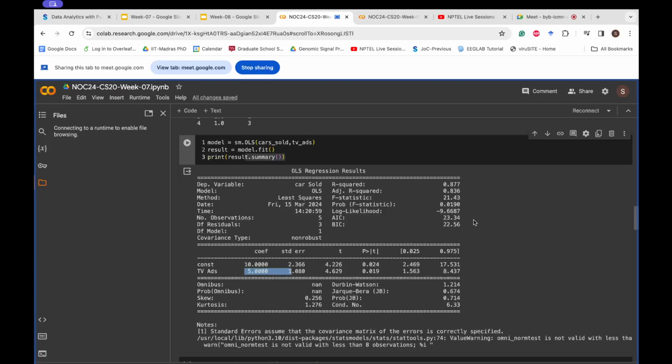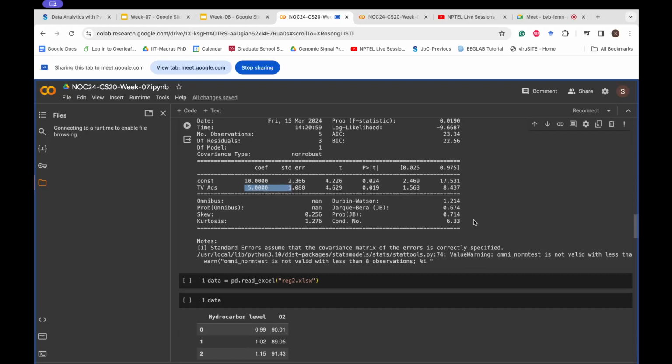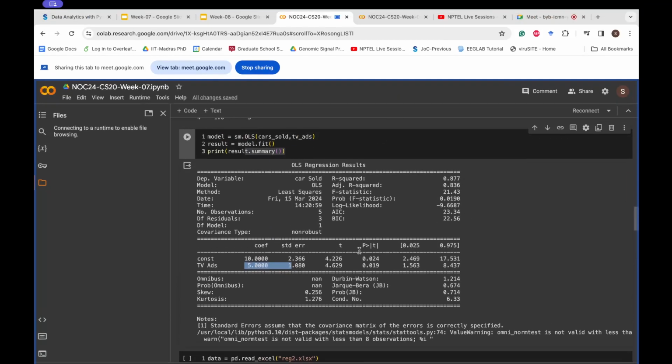So are there any queries relating to this? Saish, this is a program for simple linear regression, right? This is for simple linear regression because there is only one independent variable over here. Correct, but similar can be applied for multiple regression. We'll come to that in another notebook. I have one more notebook, so we'll discuss that there.